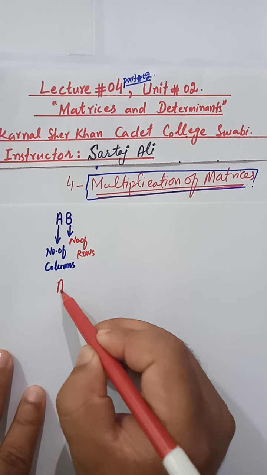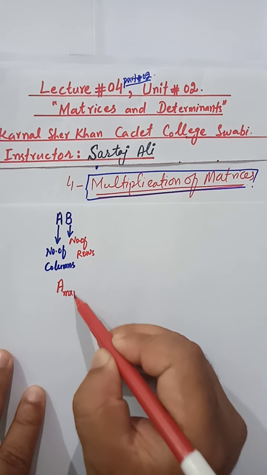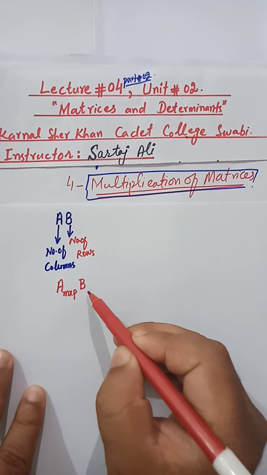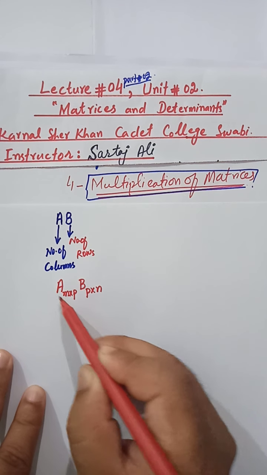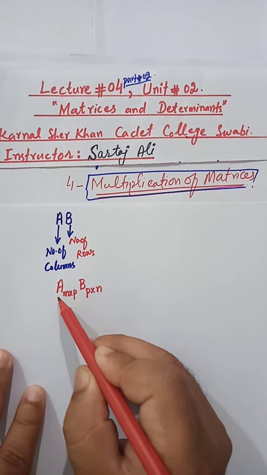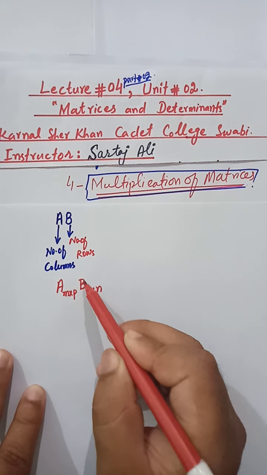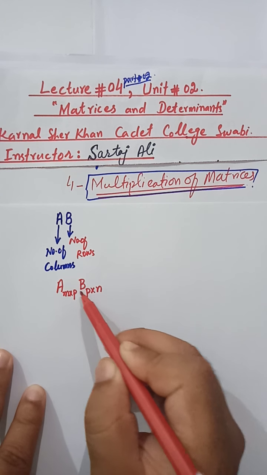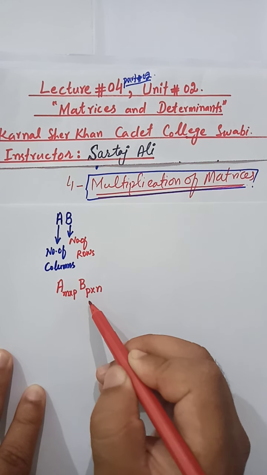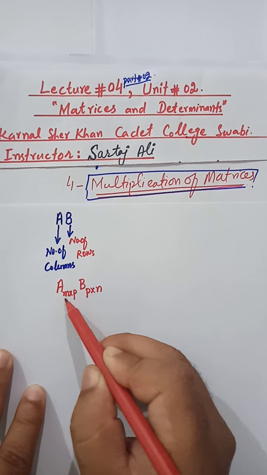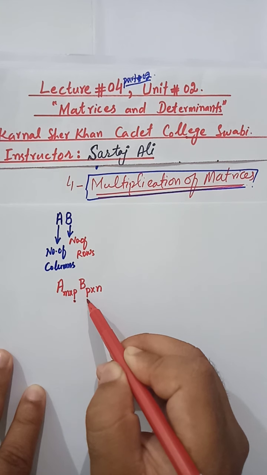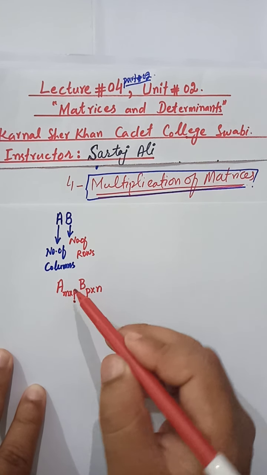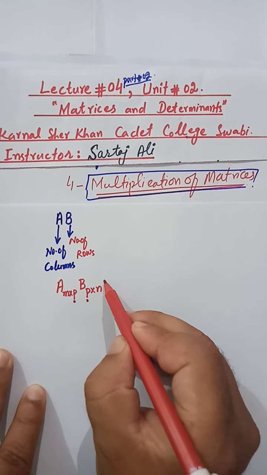So if the order of a matrix A is, let's say, M by P, and the order of matrix B is, let's say, P by N, you see that in this product the number of columns of matrix A is P, and the number of rows of matrix B, which is second in this multiplication, is also P. So the number of columns of the first matrix is equal to the number of rows of the second matrix. So A and B are conformable for multiplication.